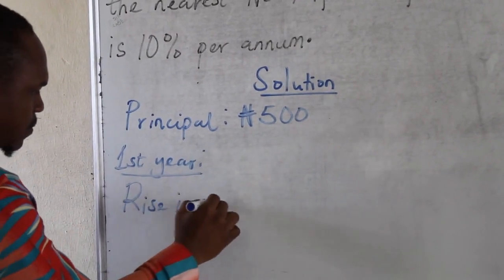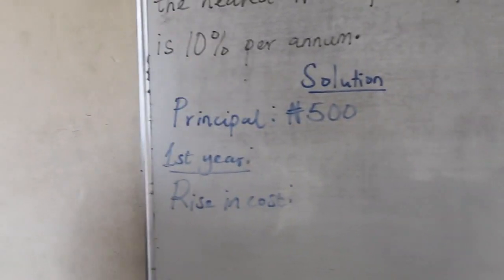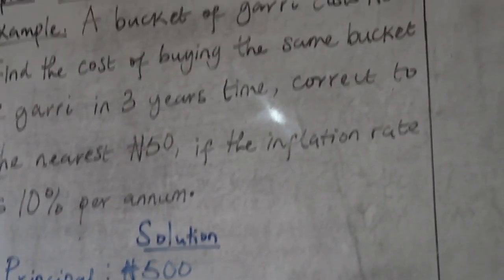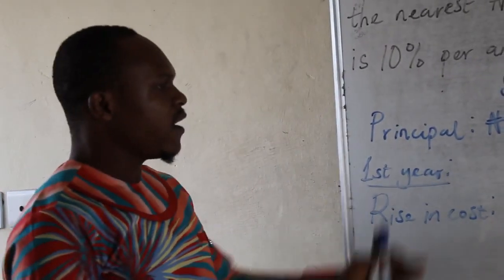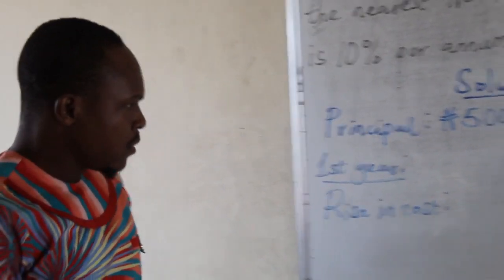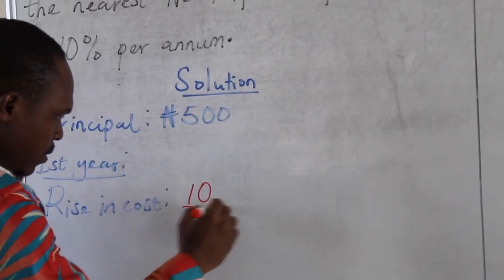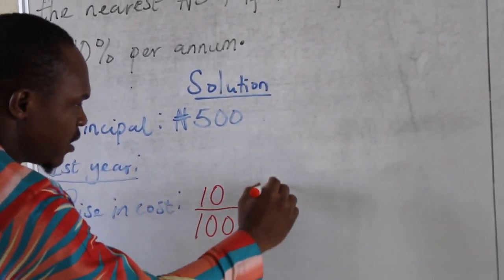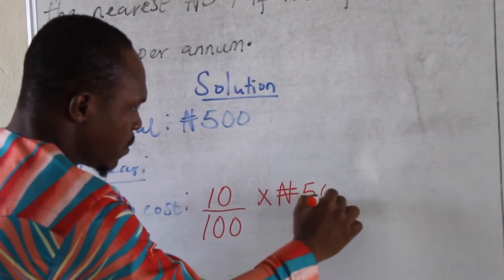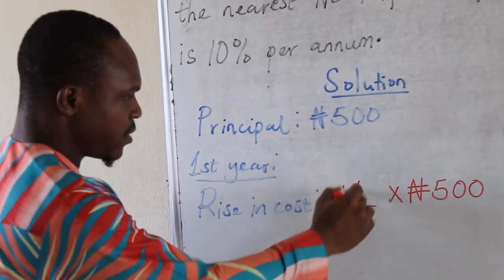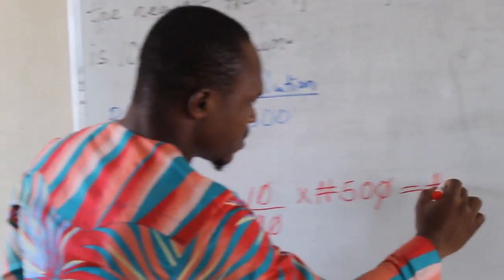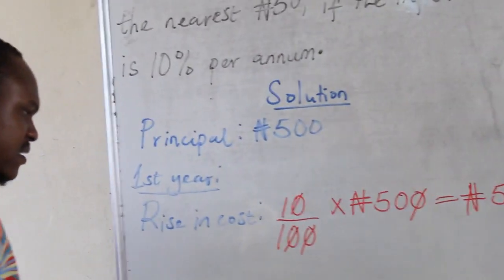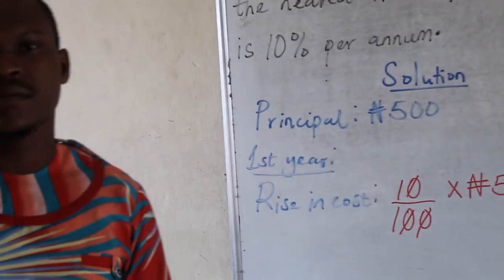the rise in costs. We said the inflation rate is 10% per annum. So we're going to be calculating 10% of our principal for every year. That will be 10 over 100 multiplied by our principal, which is 500 naira. Now this 0 cancels this 0, and this 0 can cancel this 0. We are left with 50 naira as the rise in cost after the first year.